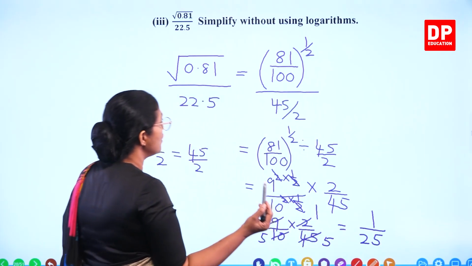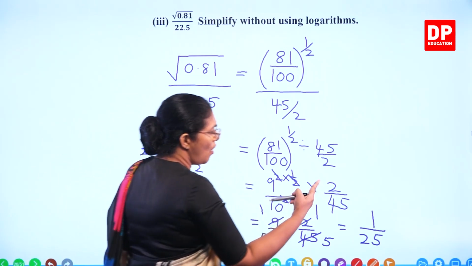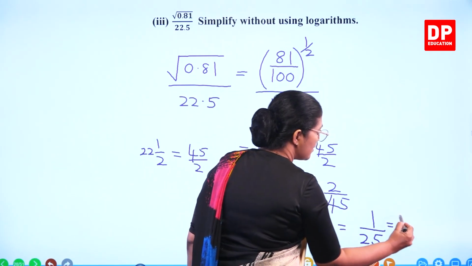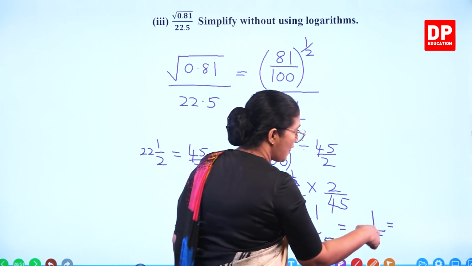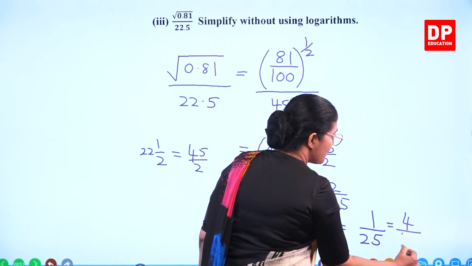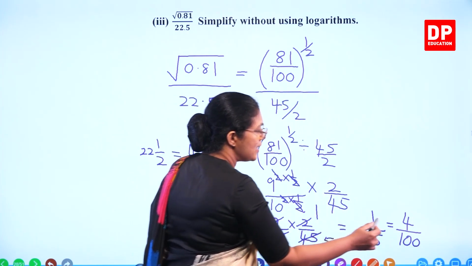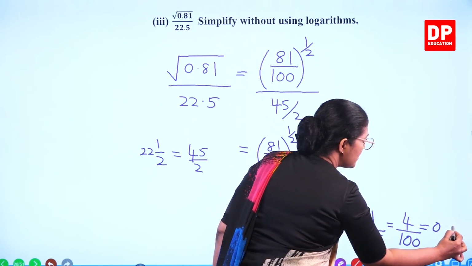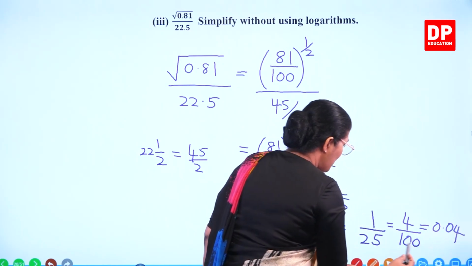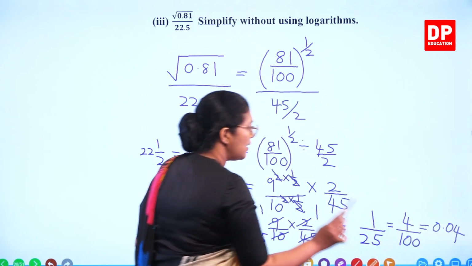So as a fraction, you can keep it as 1 over 25, or you can write it as a decimal. So you can multiply by 4, 4 over 100. Multiply by 4, both the numerator and the denominator. That means 0.04. You can either keep the answer as a fraction or a decimal number.